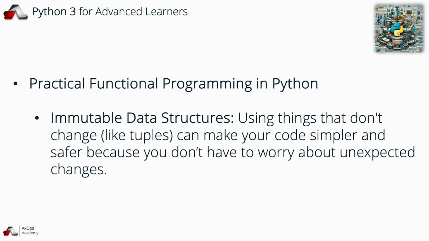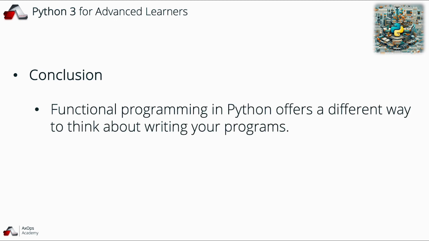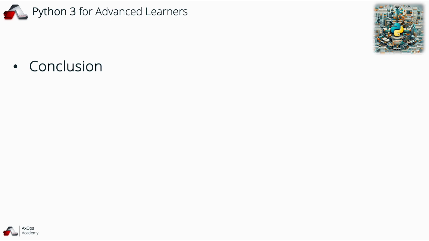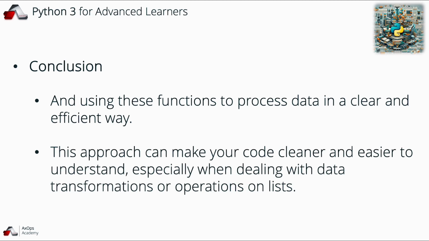In this course, we'll go through immutable data structures. Now, using things that don't change, like tuples, for example, can make your code simpler and safer because you don't have to worry about unexpected changes. So in conclusion, in this introduction, we've talked about functional programming in Python offering a different way to think about writing your programs. It's about focusing on functions that don't change anything outside of themselves and using these functions to process data in a clear and efficient way. This approach makes your code cleaner and easier to understand, especially when dealing with data transformations or operations on lists.